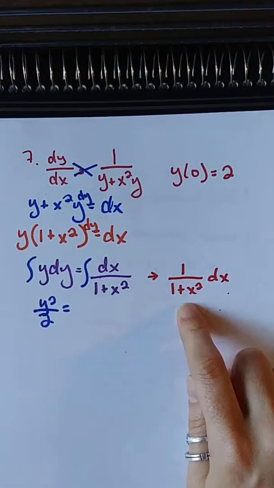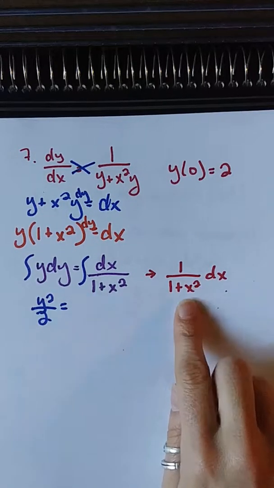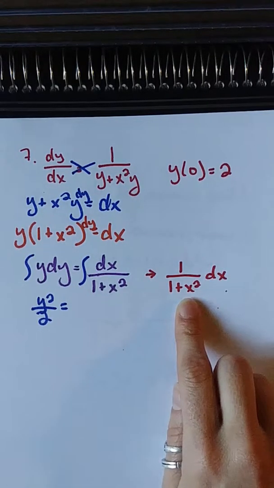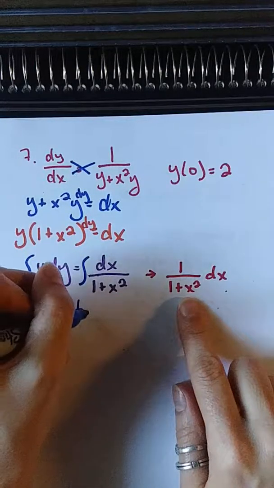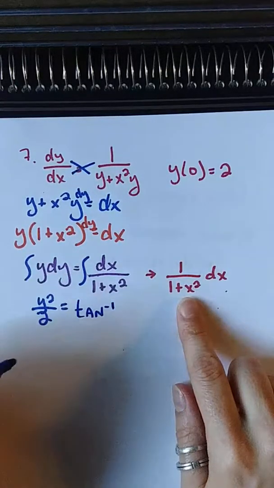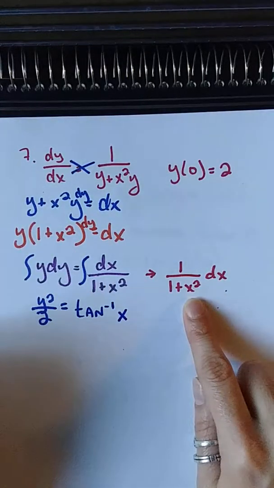This identity is the derivative of an inverse trig function. So you have to remember your inverse trig derivatives in order to finish solving this problem. The inverse trig function that gives us this derivative is tangent. So when I integrate it, this is going to give me the inverse tangent of whatever was being squared. So that's x.